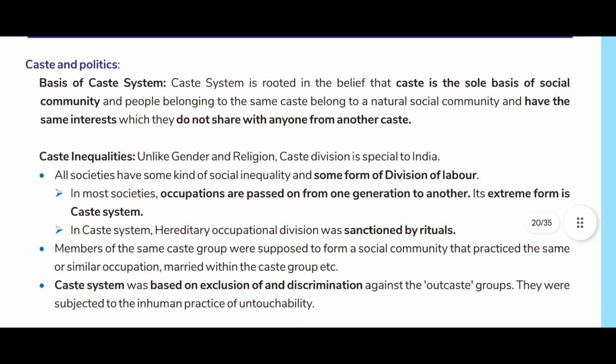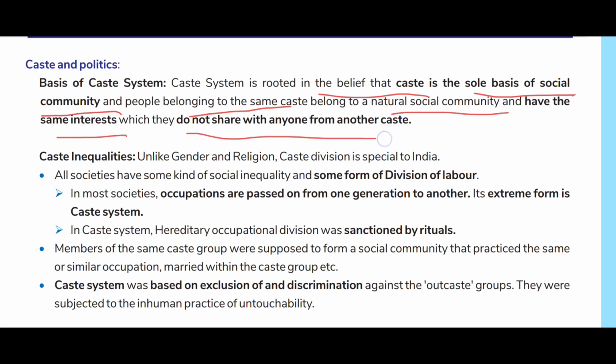So, caste and politics. Basis of caste system. The caste system is rooted in the belief that caste is the sole basis of social community, and the people belonging to the same caste belong to a natural social community and have the same interest, which they do not share with anyone from another caste.